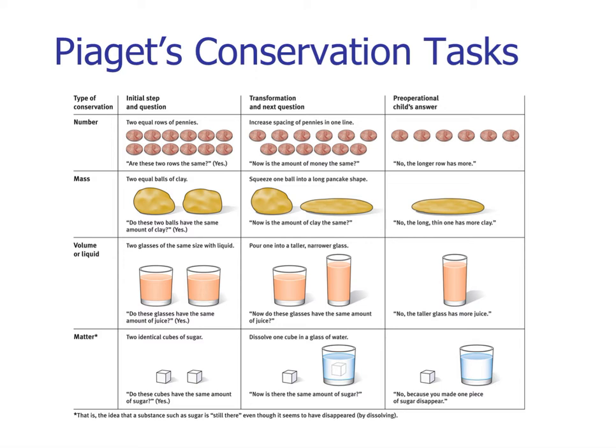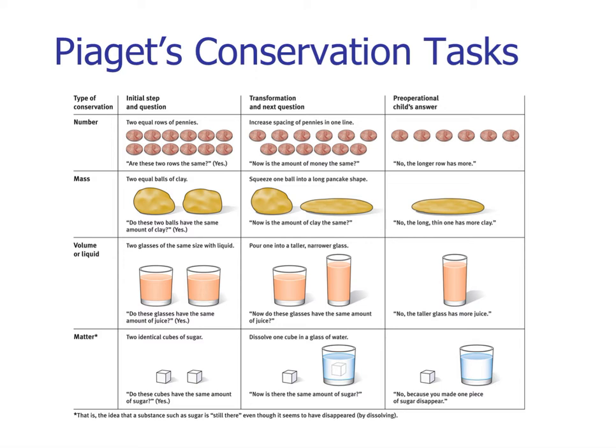And then here you can see the last one that's talking about matter, and the two identical sugar cubes, and one dissolves, and then they ask, is there now the same amount of sugar? And the child will say no because they can't see the sugar that has dissolved into the cup of water. And so this is how they start making their judgments on what's going on.